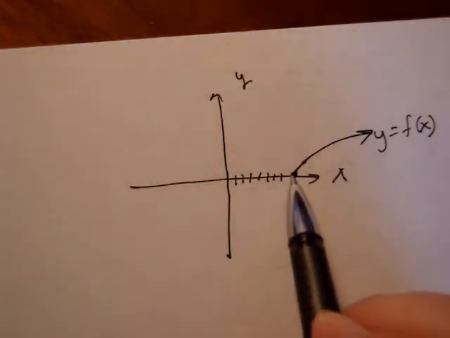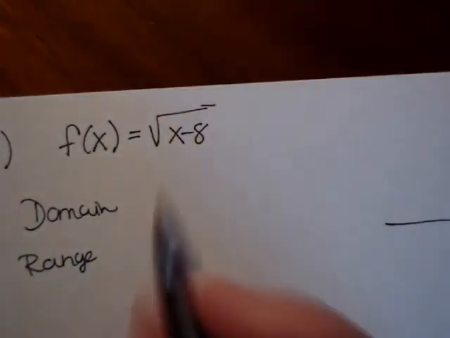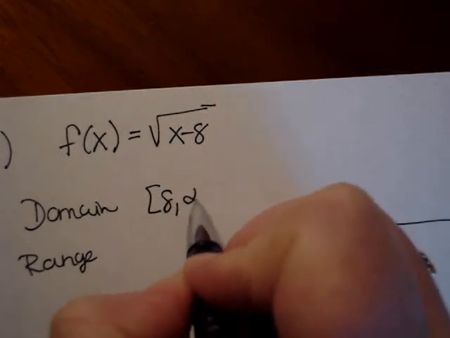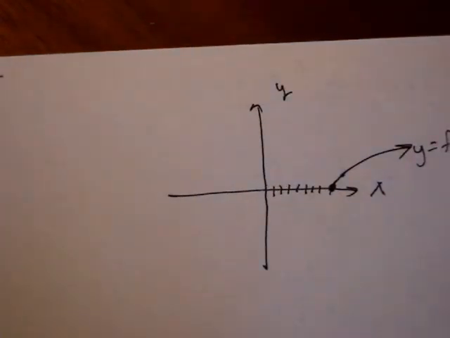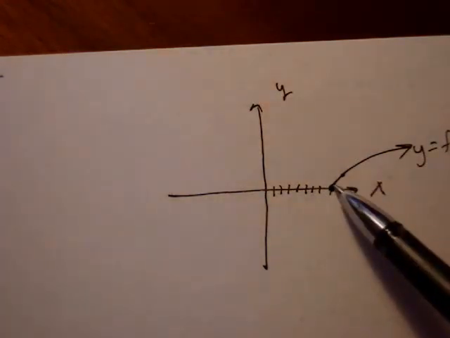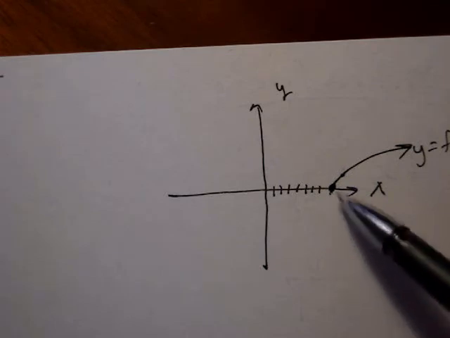And I don't start until 8, and then I go forever and ever. So that is 8 to infinity. So I would use interval notation and write that. The range is the set of all y's. Now, the y's start here at 0. There's no y below here, no point below there.